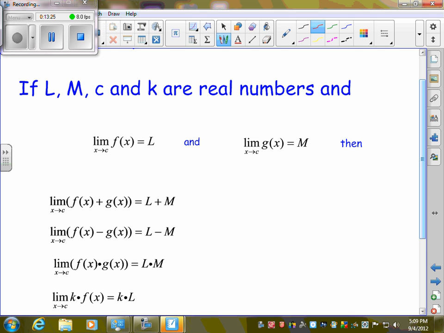If you do the limit as x approaches C of f of x plus g of x, that's just going to equal whatever the limit is for f of x plus the limit for g of x, which would be M. So it'd just be L plus M. That's called the sum rule. Kind of makes sense? That also works with subtraction. If you had the limit as x approaches C of f of x minus g of x, then that would just be the limit of f of x, which is L, minus the limit of g of x, which is M. That would be the difference rule.